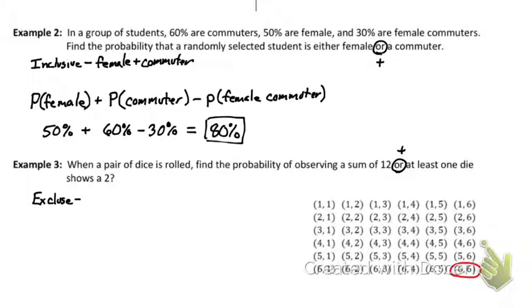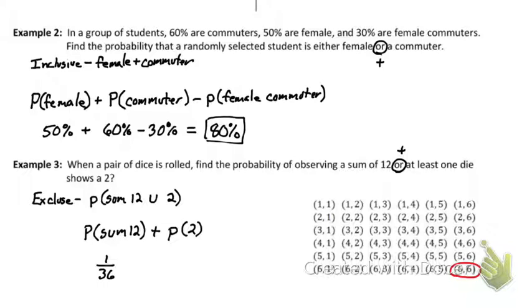So because they're exclusive, we just have to come up with the probability of our sum being 12 or the probability of it having a 2. Well, since it's exclusive, we just have to do the probability that our sum is going to be 12 plus the probability that we have a 2 showing. Well, the probability that our sum is 12 is pretty easy. It's just 1 out of 36.